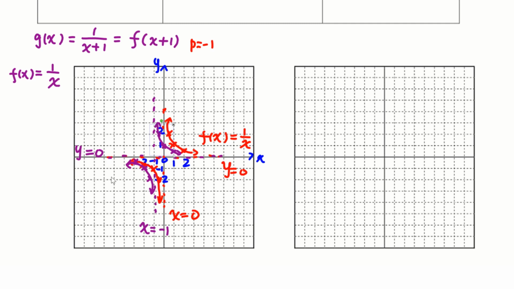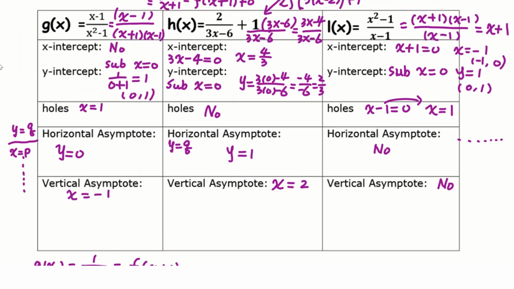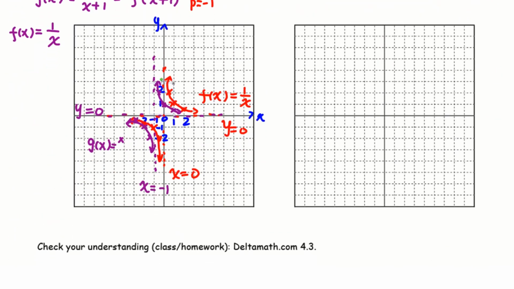So it's g at x equals x minus 1 over x squared minus 1. Then we know at x equals 1 there is a hole, so we are going to draw a hole at x equals 1. So then this is a graph for g at x.